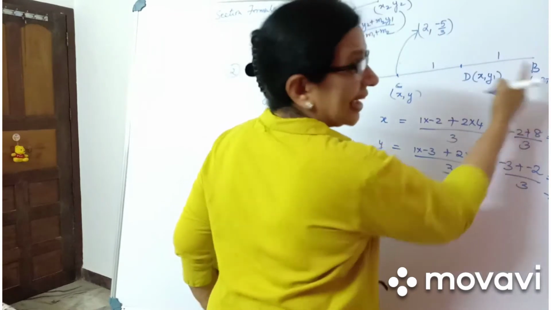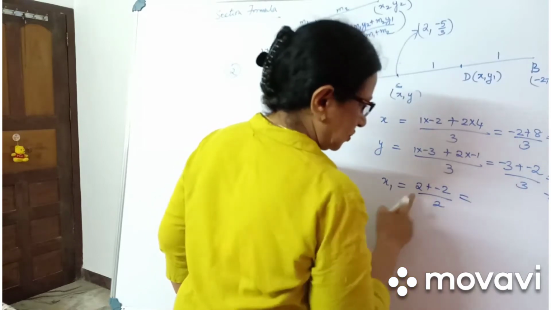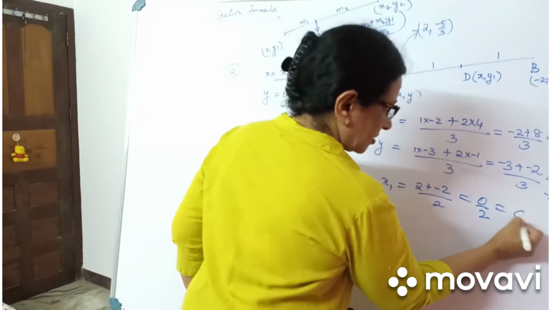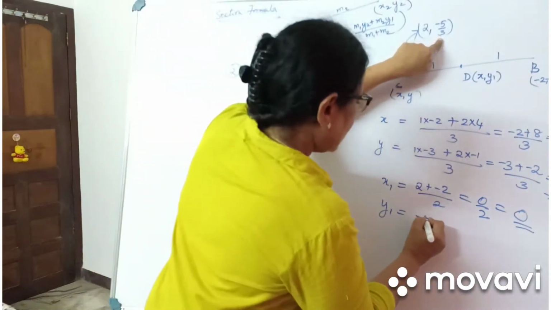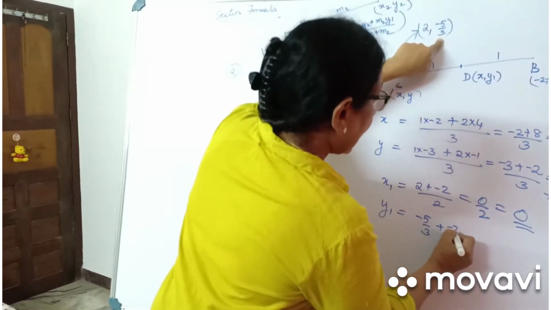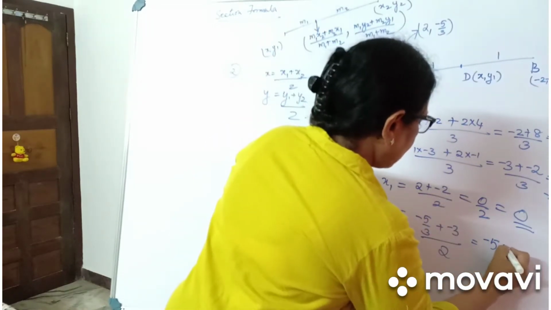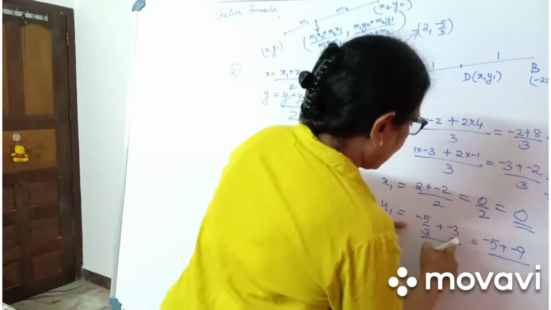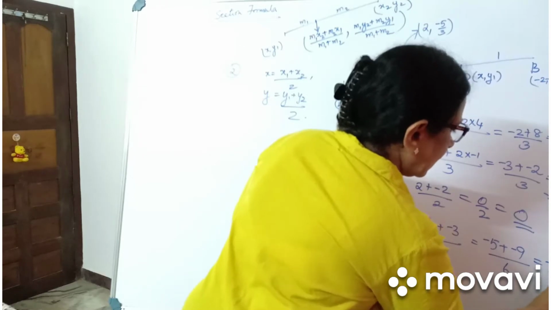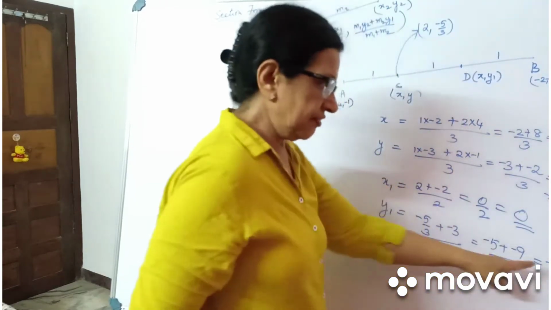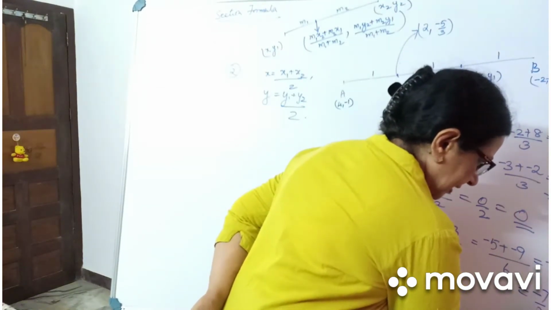Here, 2 plus -2, 0. Understood? 2 plus -2 by 2, which is equal to 0 by 2, 0. Y1 will be equal to -5 by 3 plus -3 by 2, which is equal to, take the numerator, -5 plus -9 by 3. 3 will go to the denominator, 6. So this is -14 by 6. This cut here, it becomes -7 by 3.